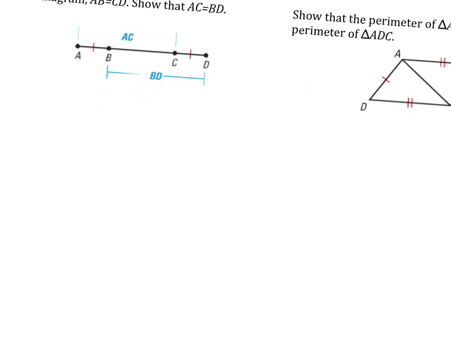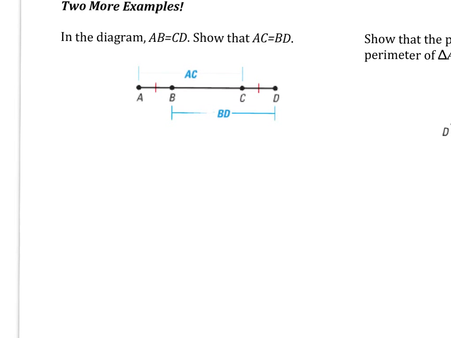Okay, so we have two more examples. These are both geometric examples. So the one on the left, it says, in the diagram, AB equals CD. Show that AC equals BD.